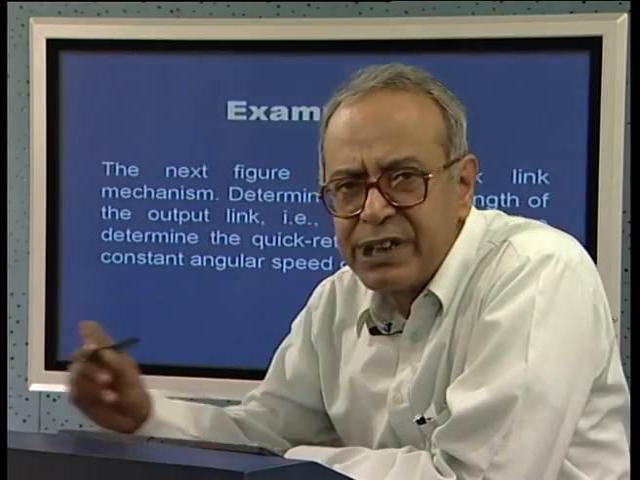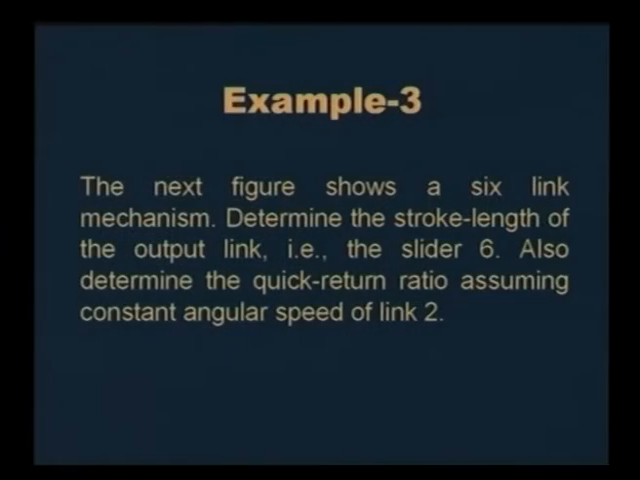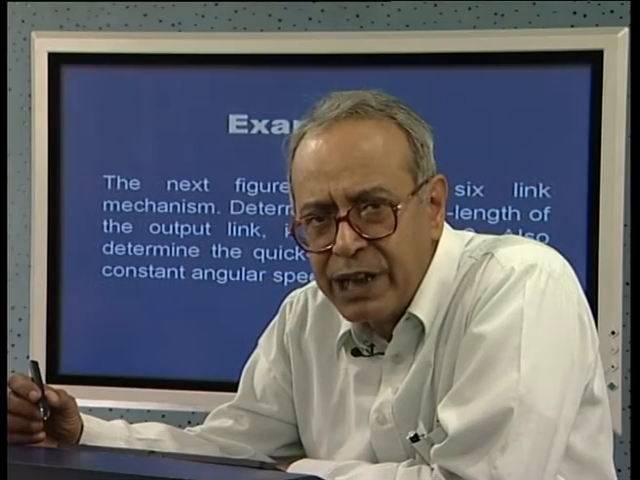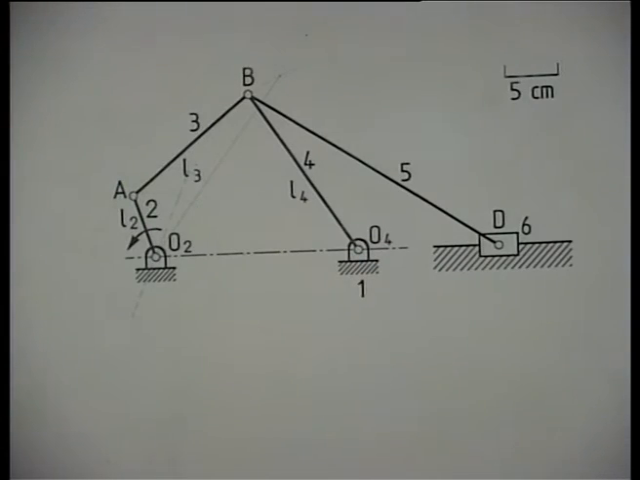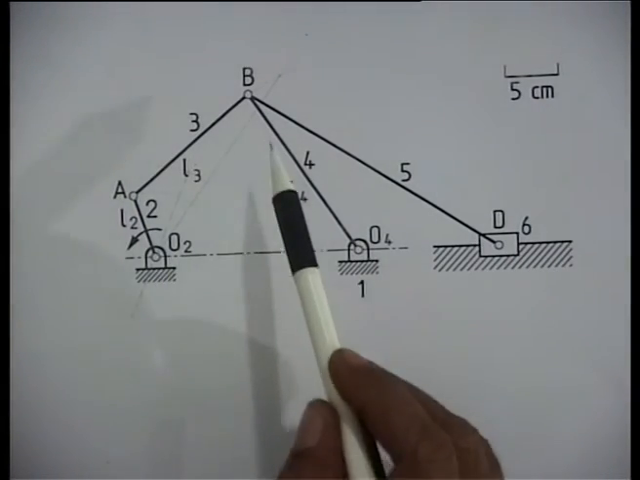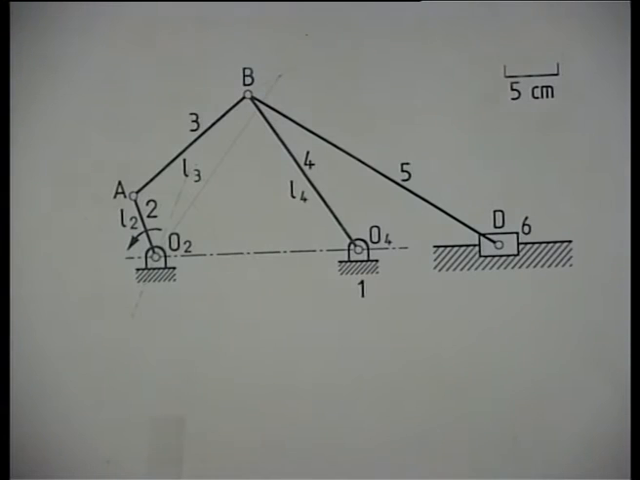Before we solve this problem, let me write out this problem for your benefit. This is our third example, and example 3 is: the figure shows a 6 link mechanism. Determine the stroke length of the output link, that is the slider 6. Also determine the quick return ratio assuming constant angular speed of link 2. Let us now solve this example 3, and the kinematic diagram of that mechanism is shown here again.